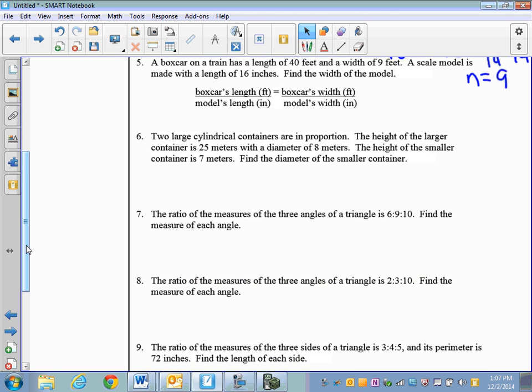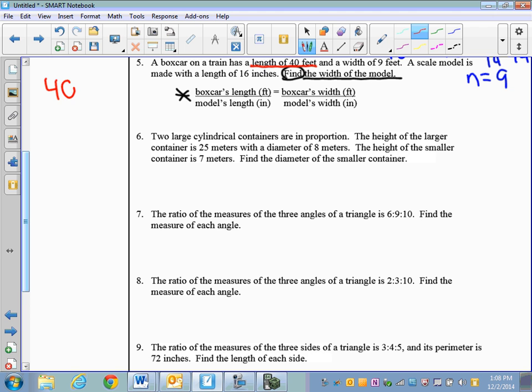Let's move on to a couple more examples. Here are some word problems. It says a boxcar on a train has a length of 40 feet and a width of 9 feet. A scale model is made with a length of 16 inches. So we're told to find the width of the model. We're given our proportions right here. So the boxcar's length in feet, so that's what we're going to put there.